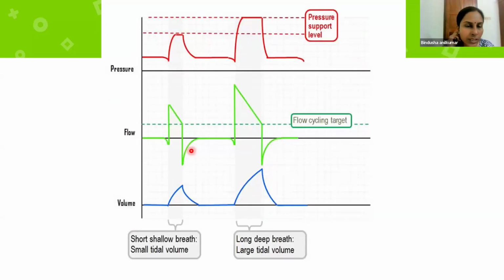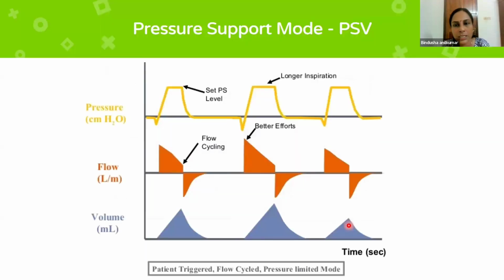Here actually in the first breath we are not giving much pressure support, only minimal pressure support. When you're giving more pressure support, the patient is getting a better tidal volume and better flow. That's the only thing which is demonstrated here.